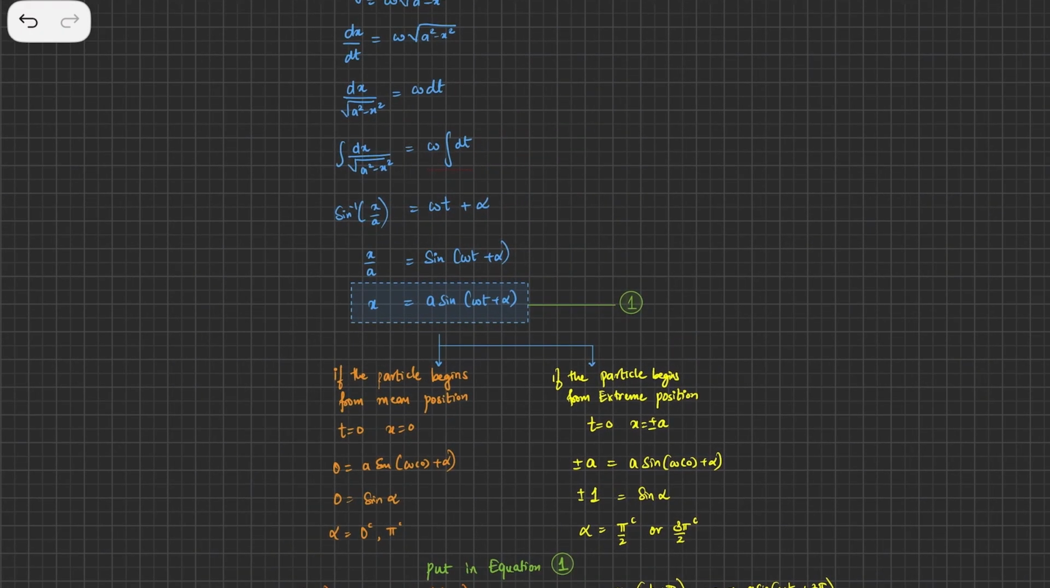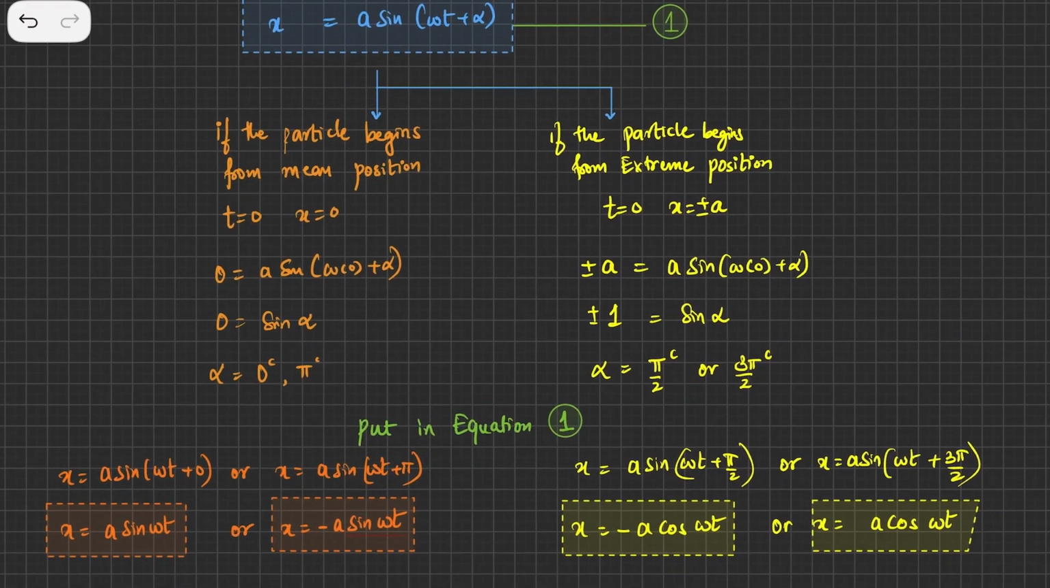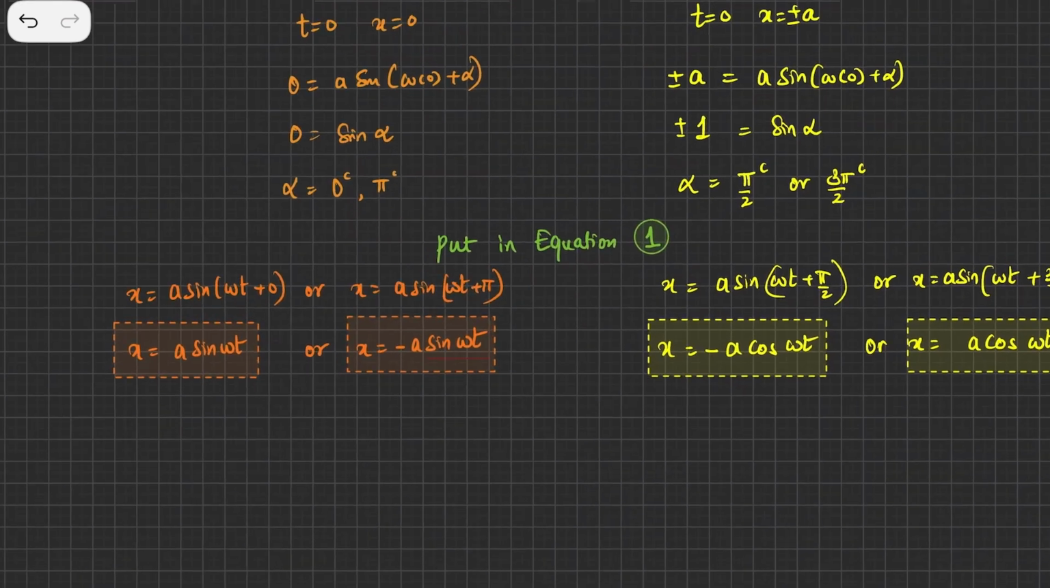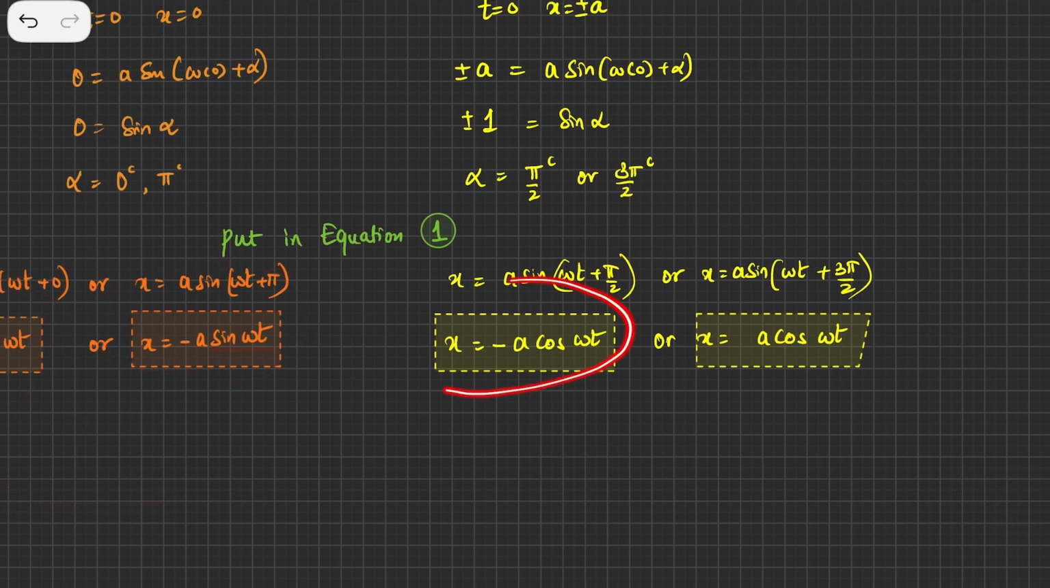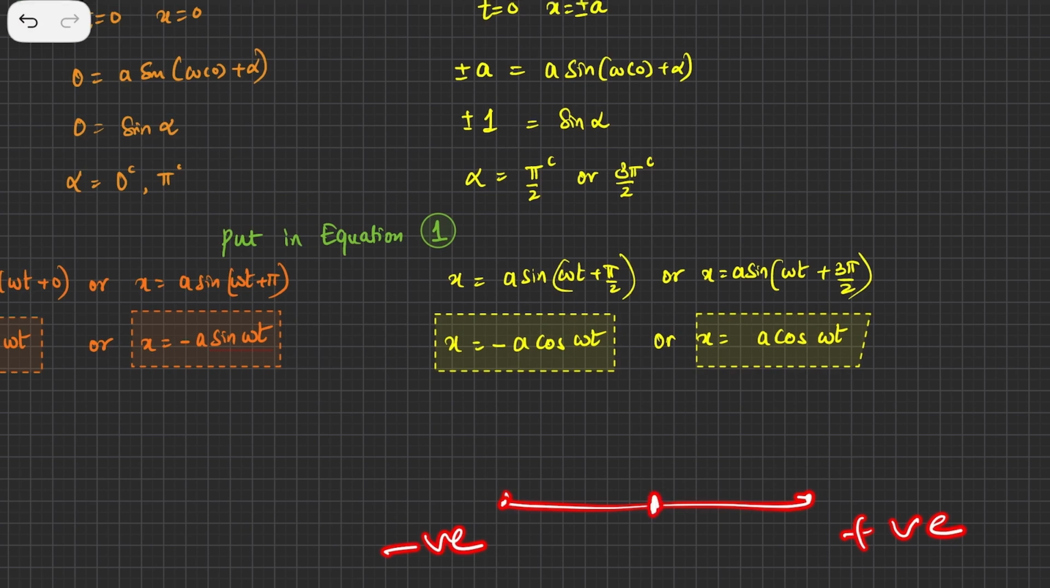So this was the previous video, where we found the different equations of displacement depending on where the particle begins from. The first equation is valid when the particle begins from the mean position and goes to the right, that is, the positive extreme. The second is valid when it begins from the mean position and goes to the left. The third is for a particle going from extreme to extreme. This is the negative extreme, this is the positive extreme, and this is the mean position.